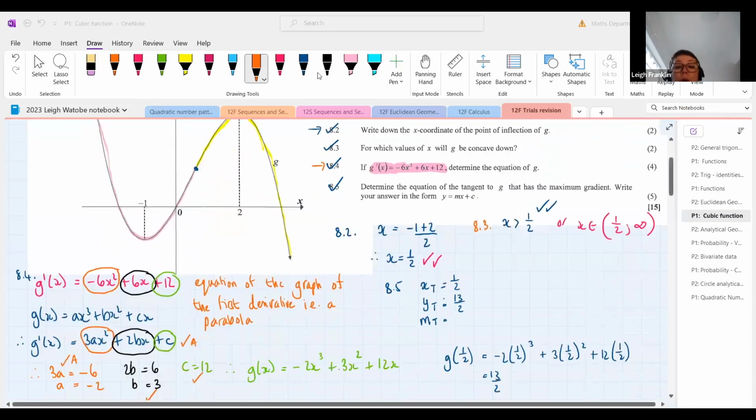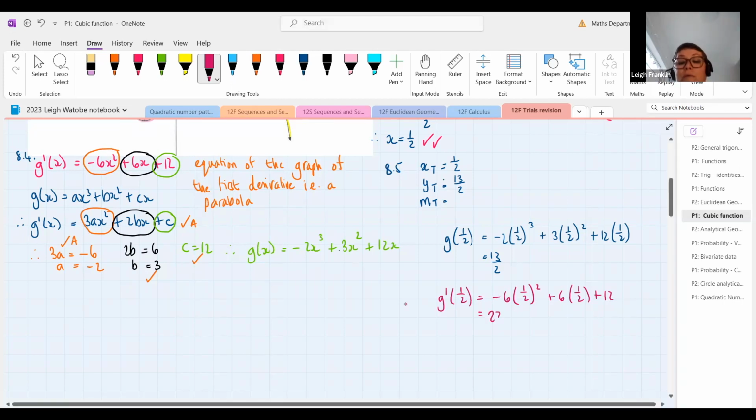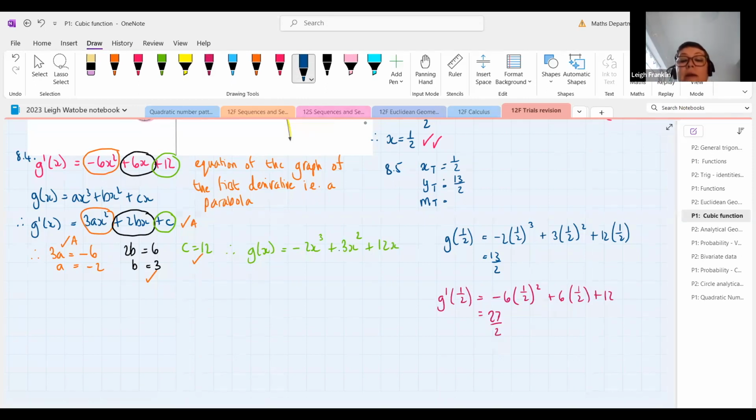We're going to sub 1/2 into the first derivative. So g prime x, we're going to sub in our half, and that gives us -6 times our half squared, plus 6 times 1/2, plus 12. And what do we get as an answer here? We get 27 over 2. Well done. 27 over 2. All right, good. So our maximum gradient is 27 over 2.